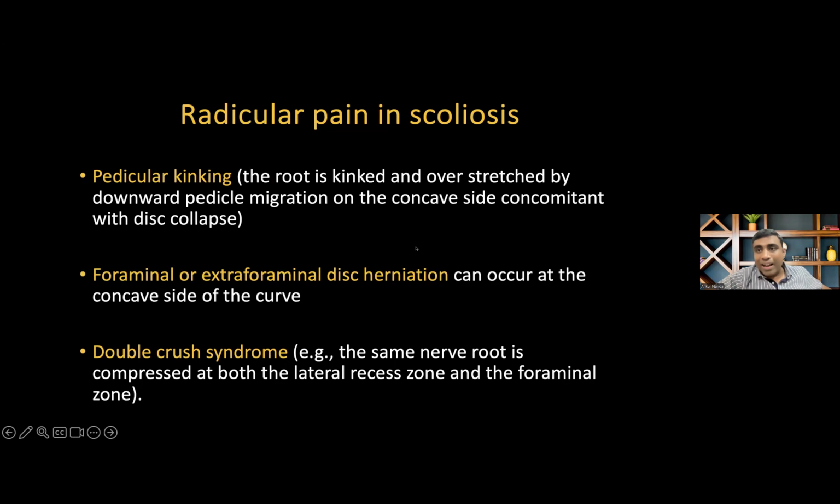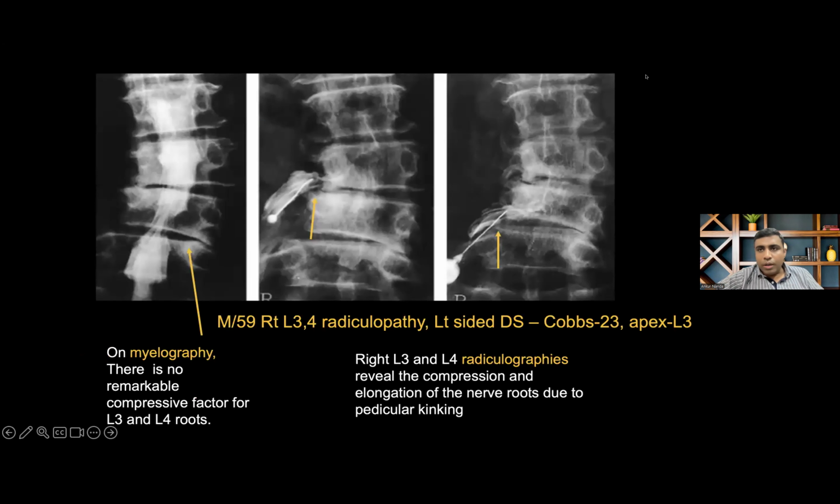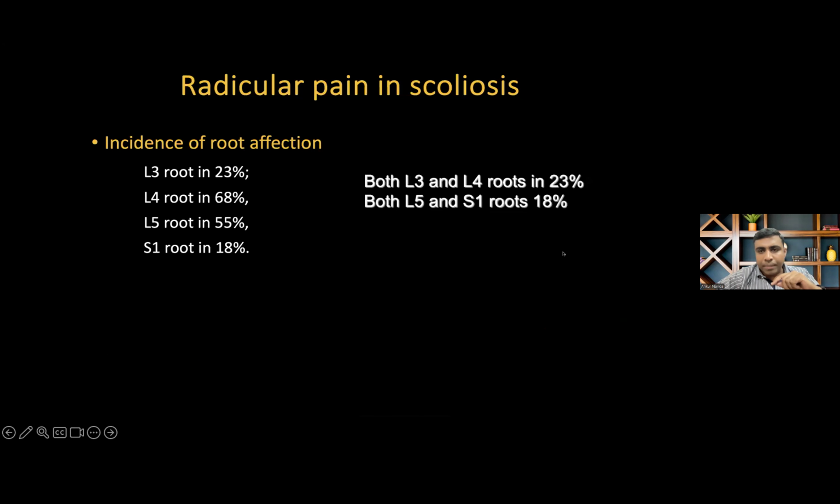I'll just show you some MRIs to actually explain what I'm saying. If you see these figures, this patient had a right L3-4 radiculopathy and left-sided degenerative scoliosis. On myelography, you see there is no remarkable compressive factor on the L3 and L4 roots. But if you look at the radiculograms on the right, L3 and L4 reveal compression and elongation of the nerve root because of the pedicular kinking. So that is what pedicular kinking usually does on the concave side of the spine.